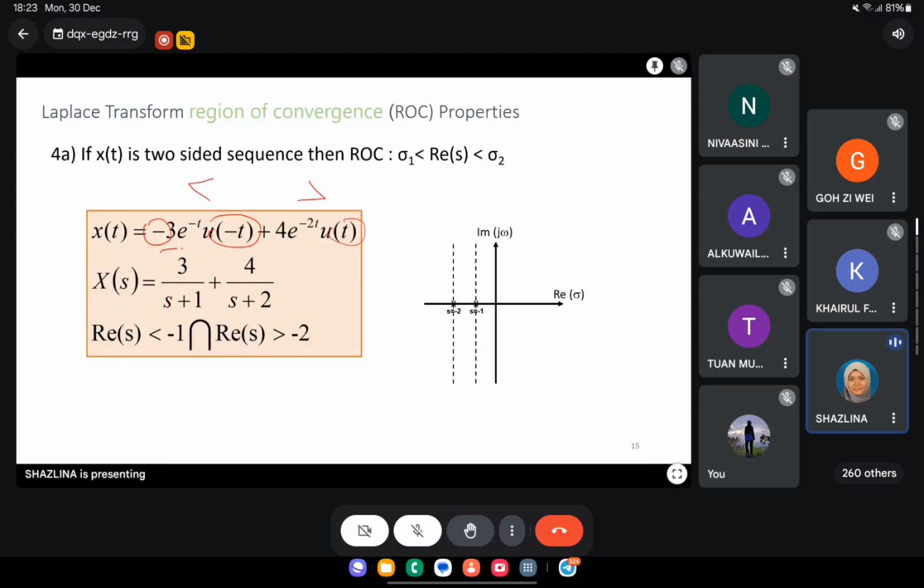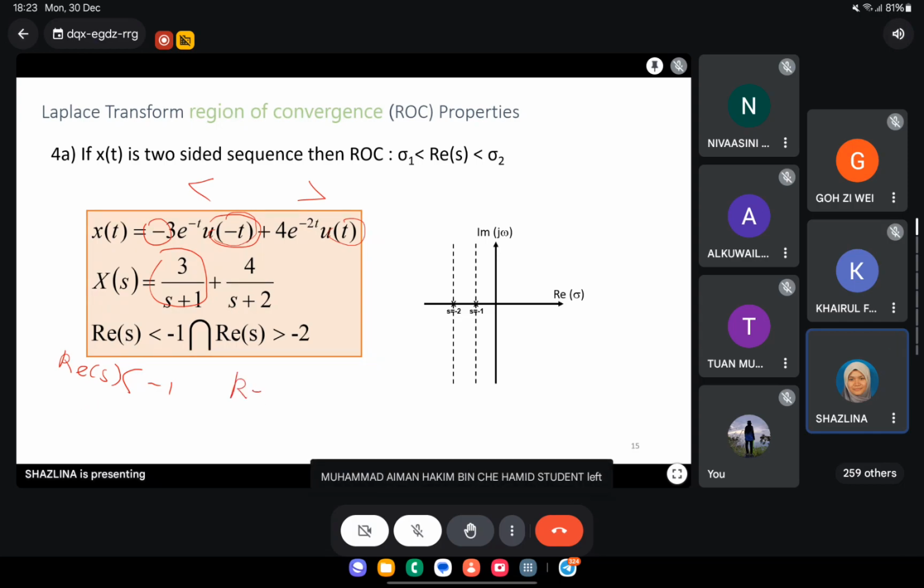For the first term, the pole is -1. It's a left-sided signal, so the ROC must be smaller. For the second term, it's right-sided and the pole is -2, so its ROC must be bigger than the pole -2. So when you draw, this is -1.